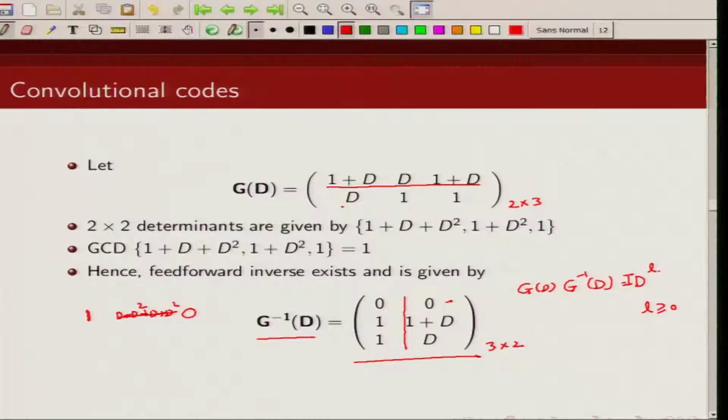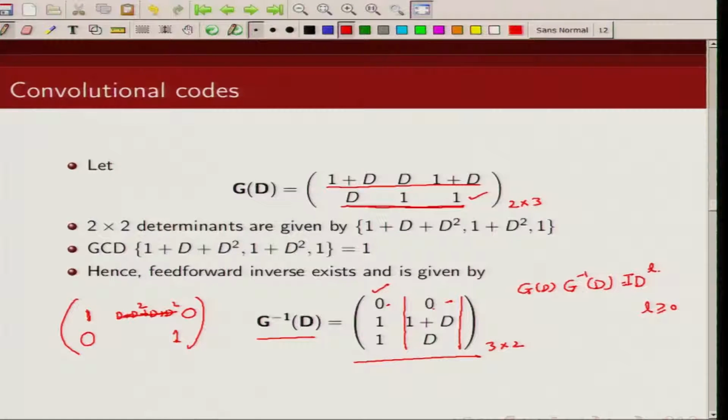Next, multiply this row by this column. What we get: d times 0, 1 times 1, 1 times 1. So, that is 1 plus 1, which is 0. And if you multiply the second row by the second column, what you get is 0 times d, 1 times 1 plus d and 1 times d. So, that is 1 plus d plus d, so that is 1.